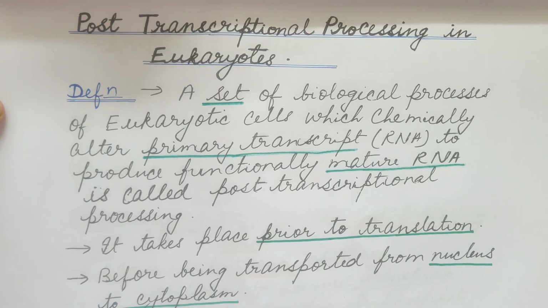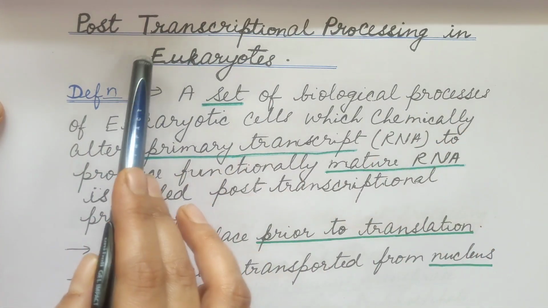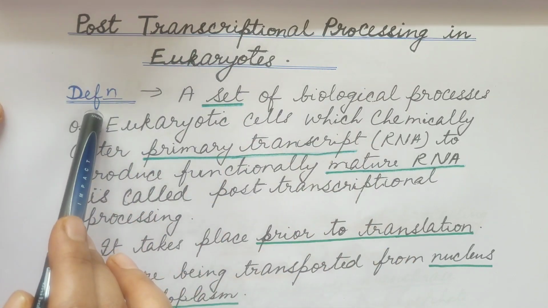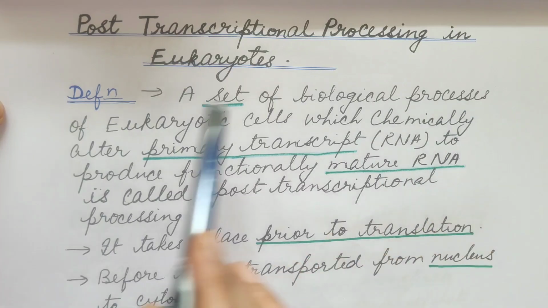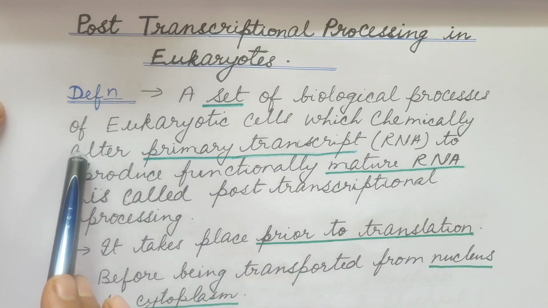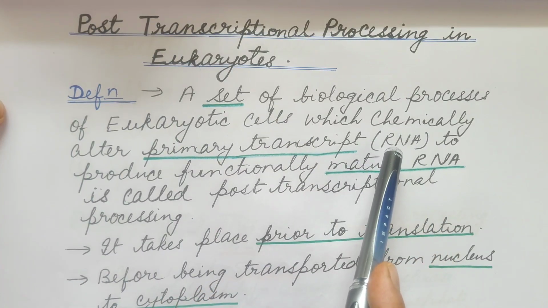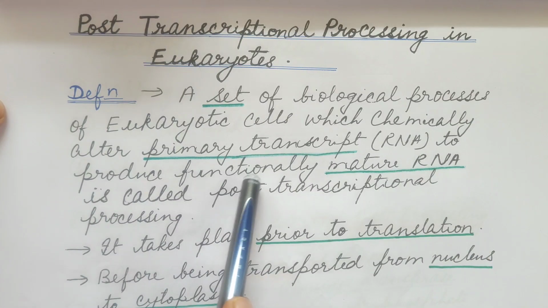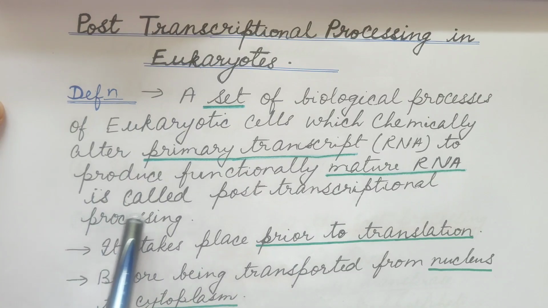Hello friends, in this video we are going to discuss post-transcriptional processing in eukaryotes. So first of all, what is post-transcriptional processing, or its definition? It is a set of biological processes of eukaryotic cells which chemically alter the primary transcript, that is RNA. Here we will mainly focus on messenger RNA, to produce functionally mature RNA. This is called post-transcriptional processing.